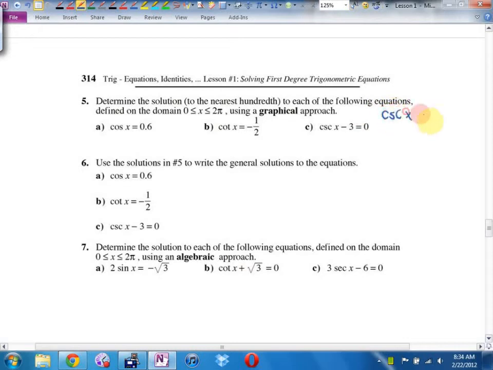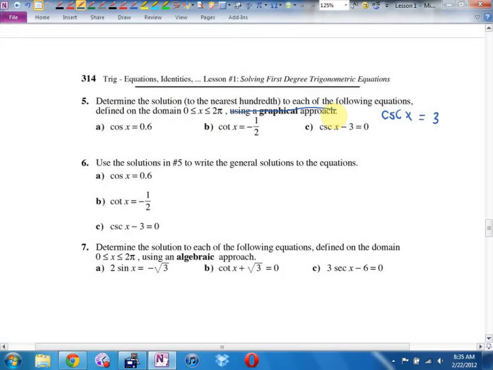Cosecant of x equals 3. We do have to get the trig function by itself. Do I have a triangle with a 3 in it? No. I have a triangle with a root 3 in it. So this is not going to be an exact value. And I also said to you, we're not going to use a graphical approach. We're going to do this algebraically because that was actually faster than the graphical approach. So what did we do then?